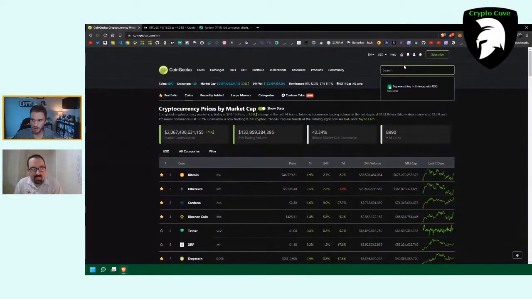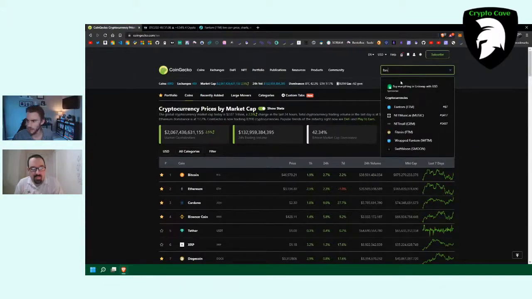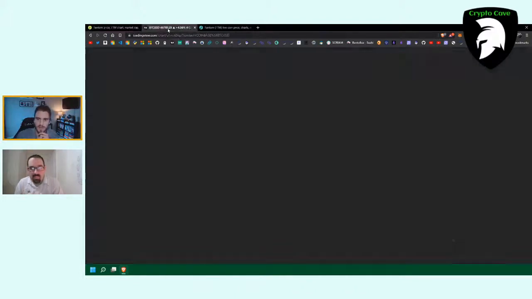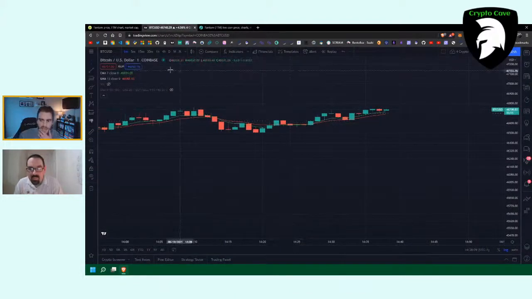Now, CoinGecko also is very useful. I used to use CoinMarketCap until I realized they had a hard time keeping track of market caps. So take your pick, but yeah, that's that.